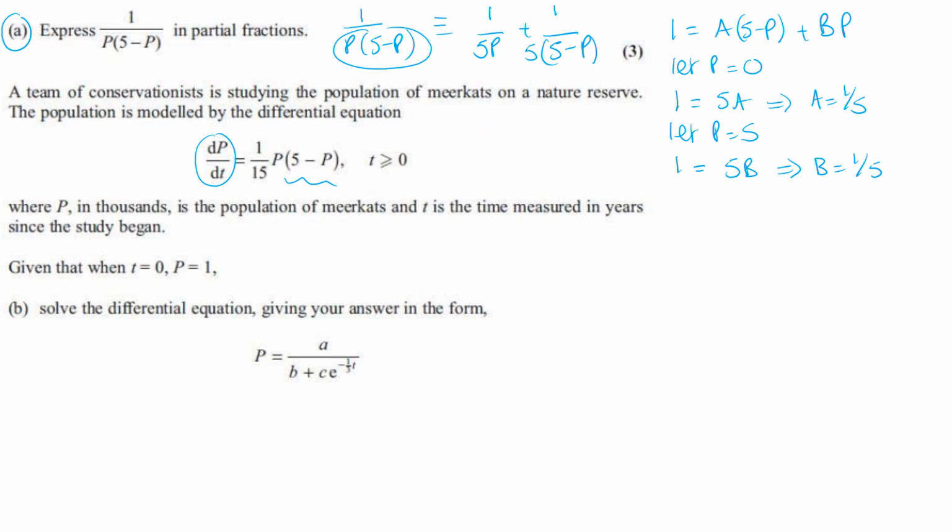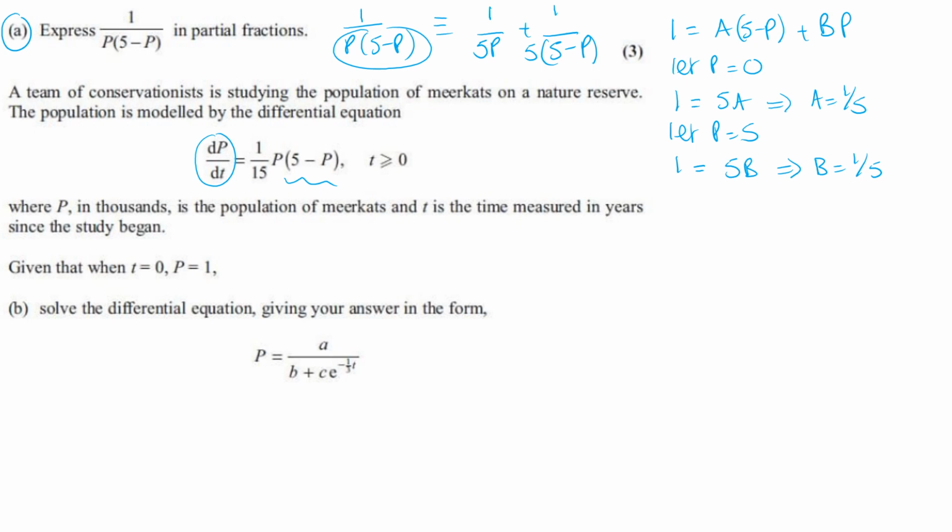Now in part B, we're told that this differential equation is modelling the population of meerkats. P is in thousands and t is time measured in years since the study began.